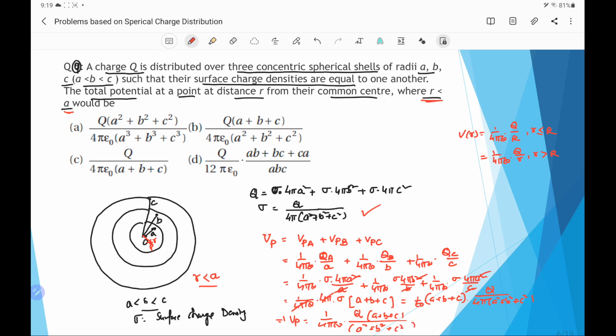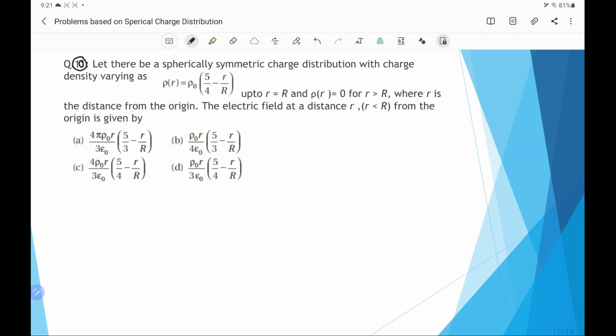So, out of the given options, option B is the correct option. Now, the next question is 10. Let there be a spherically symmetric charge distribution with the charge density given here. This is a variable density. Therefore, we have to use the integral differential method.